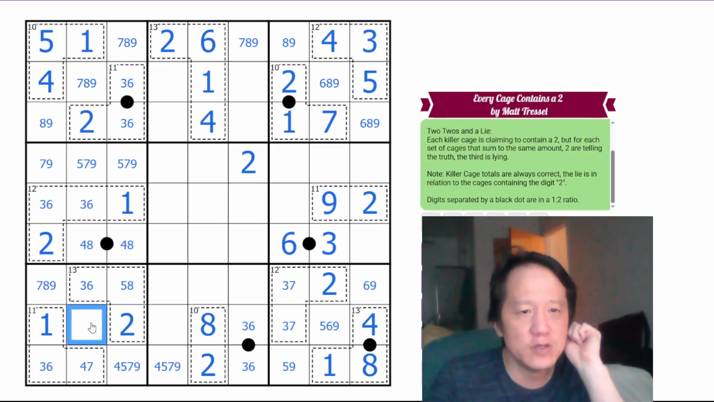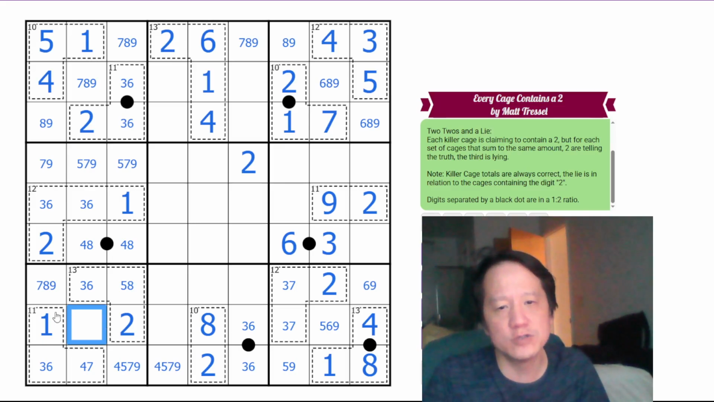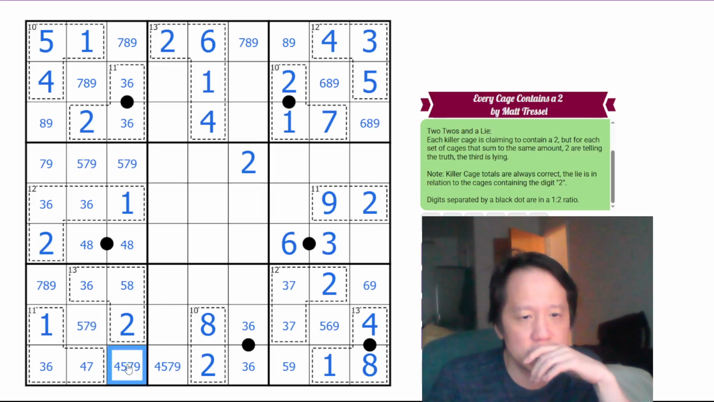What can this be? It could be 1, 2, 3, 4, 6, or 8. So this has to be 5, 7, or 9 here. Okay.